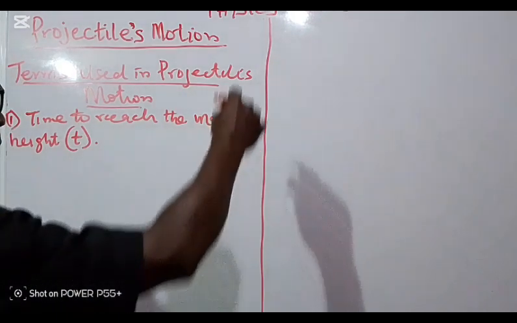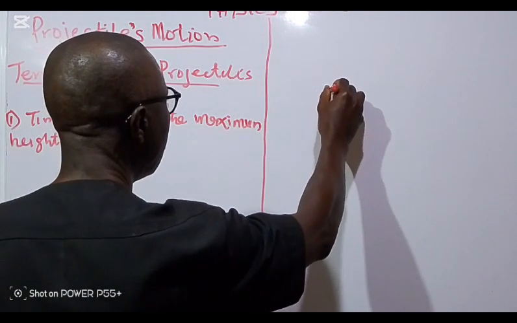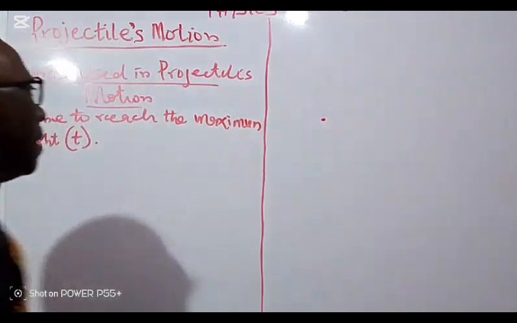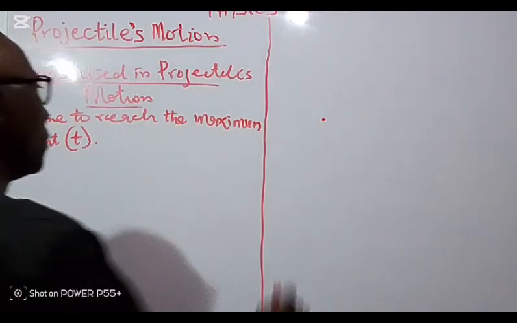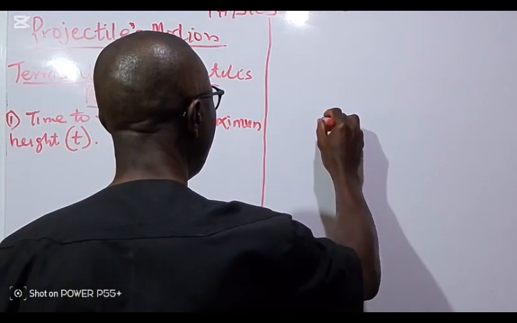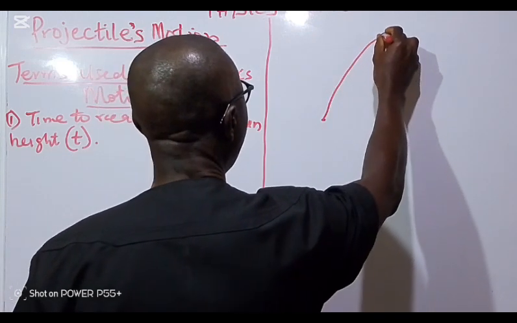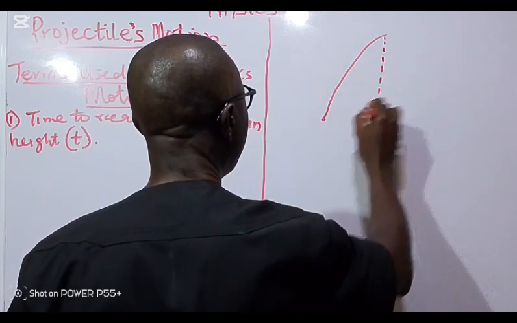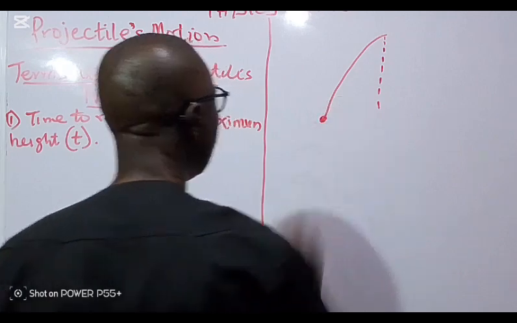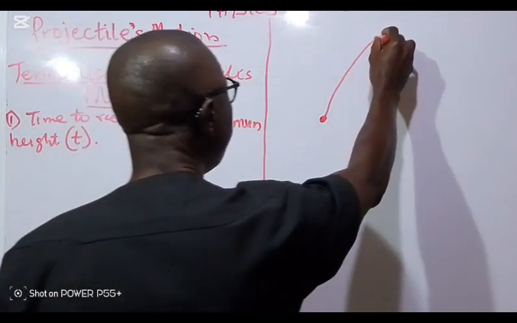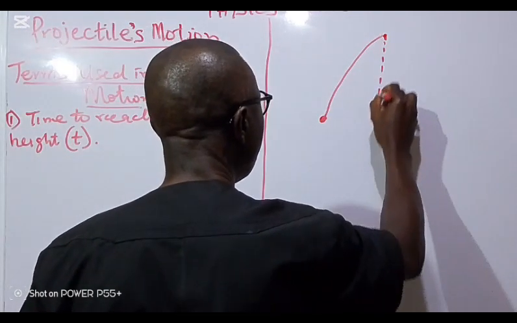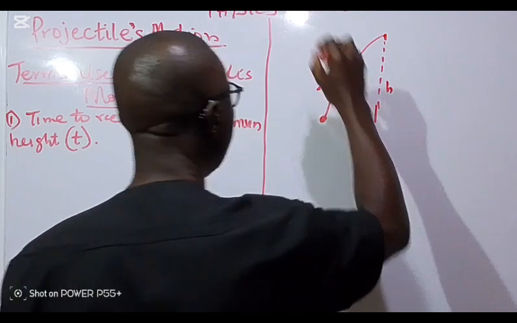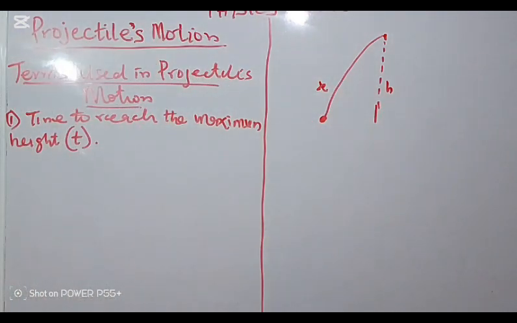That is when you project or you launch a projectile into space or air like this. Let's say this is the maximum height and this is the point of projection. The time taken to reach this maximum height is what is meant by time to reach the maximum height.